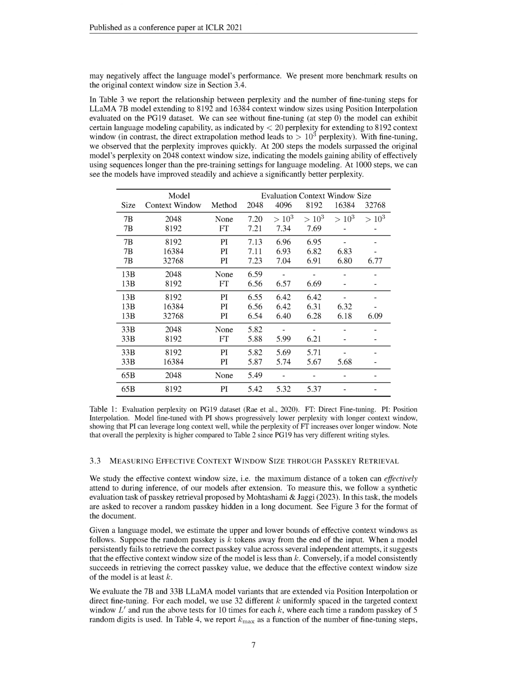However, with fine-tuning, we noticed that the perplexity improved rapidly. For instance, just after 200 steps, the models had already exceeded the original model's perplexity at a 2048 context window size. This implies that the models were getting better at using sequences longer than those used in pre-training for language modeling. By 1,000 steps, the models had shown steady improvement and achieved significantly better perplexity.